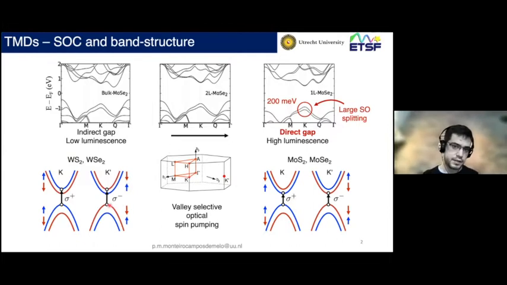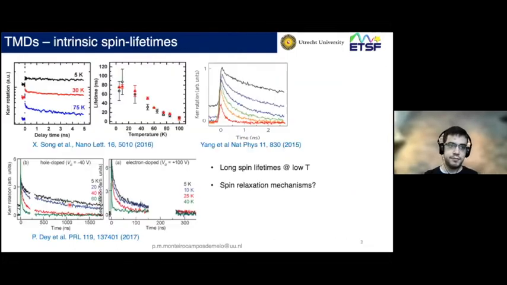Now this led to the idea that you could select with circularly polarized light the valley at which you were going to create excited electrons and holes. So you have populations of excited carriers with a well-defined spin. And so the quest began to have these populations with well-defined spin survive for long lifetimes at high temperature, a little bit like the superconductivity at high temperature.